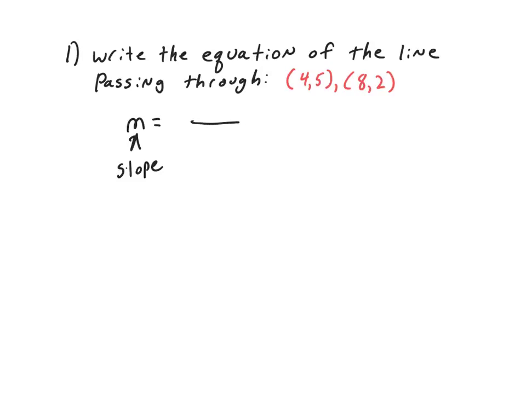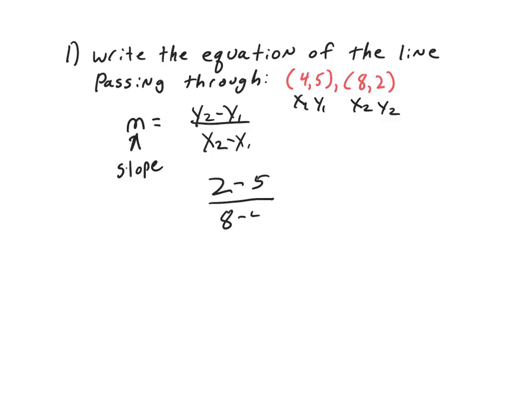And to do that, we do y2 minus y1 over x2 minus x1. So this would be x1, this would be y1, this would be x2, this would be y2. And when we substitute in the numbers, we're going to get 2 minus 5 over 8 minus 4. And that's going to equal negative 3 over 4 for our slope.